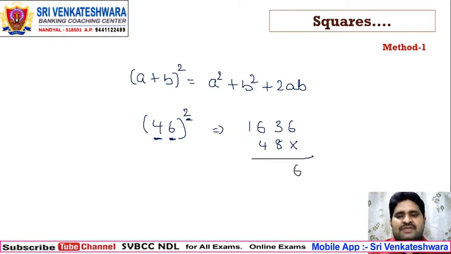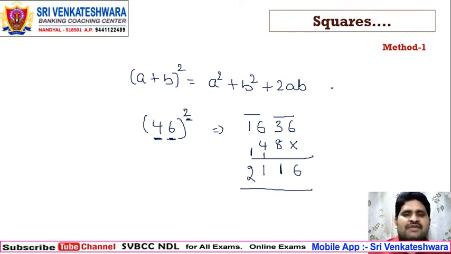When you add it, this will be 6, 3 plus 8 is 11, I'll write 1 here and carry 1, and 1 plus 1 is 2. We'll get 2116. Simply we write the square of the first number and the square of the second number, and after that we add a into b into 2, leaving the first digit. So the formula we can remember as a plus b whole square: we write a square, b square, and 2ab.